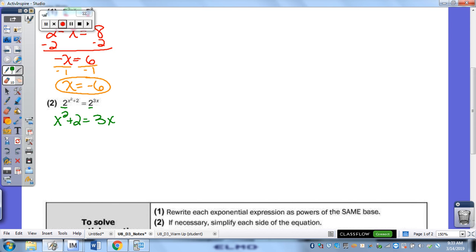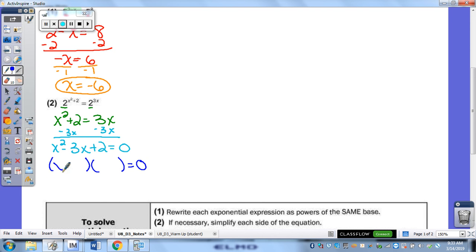So x squared plus 2 is going to equal the other exponent of 3x. Because I have this squared term, I know I'm going to have to eventually factor, so I want to bring my 3x over with the other stuff so that it's equal to 0. So that gives me x squared minus 3x plus 2 equals 0. And then we go into our trinomial factor. So I set up my 2 sets of parentheses. I still have my equals 0 there.